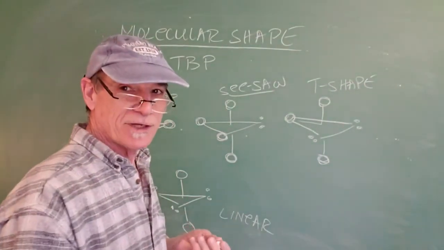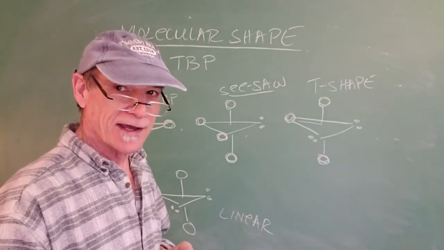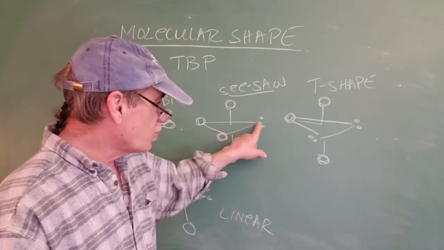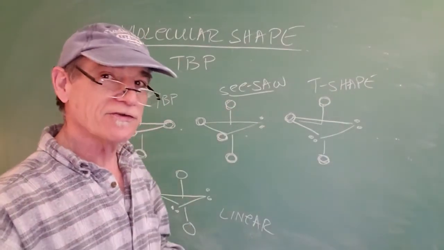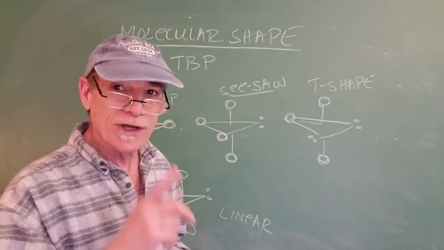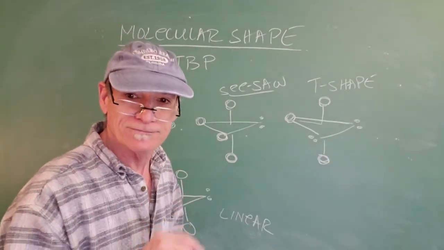That kind of dictates how many legs you believe the molecule to have, and that'll dictate how many are lone pairs and how many are peripheral atoms. This will lead you then to the shape of the molecule. All right, we got one more to do, the six-legged ones.